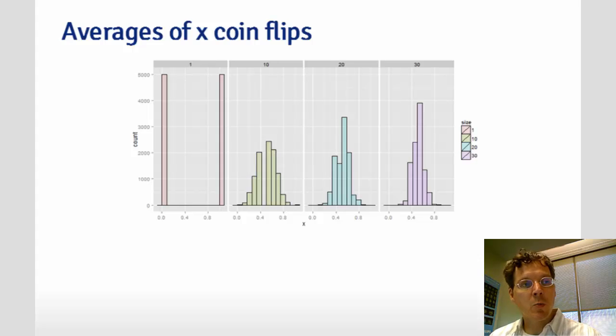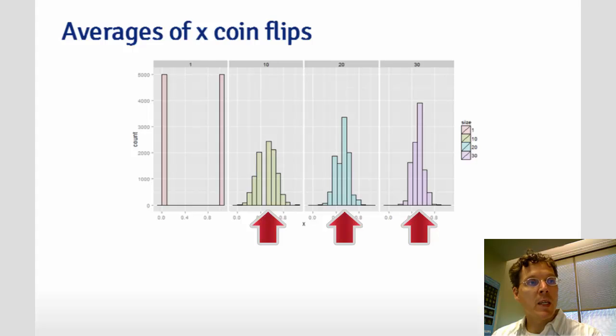Then what my simulation would give me is an idea about the distribution of averages of 10 coin flips. And here I do that for the distribution of averages of 10 coin flips, averages of 20 coin flips, and averages of 30 coin flips. And what we'll see in each case is, as the average is comprised of more coin flips, its distribution gets more concentrated about the mean. However, its distribution is always centered at the same place, 0.5.